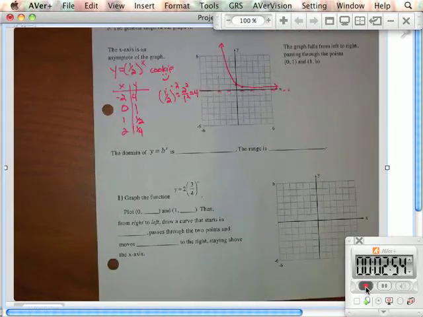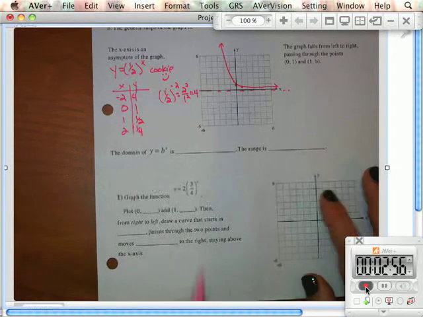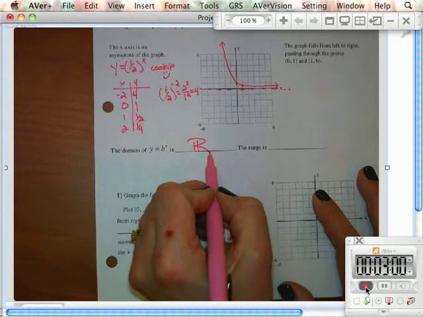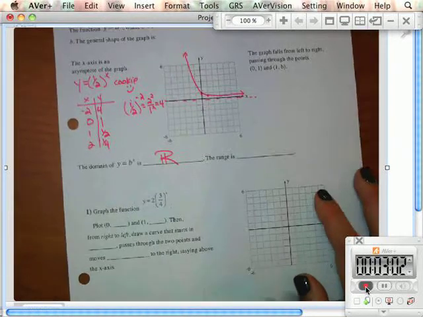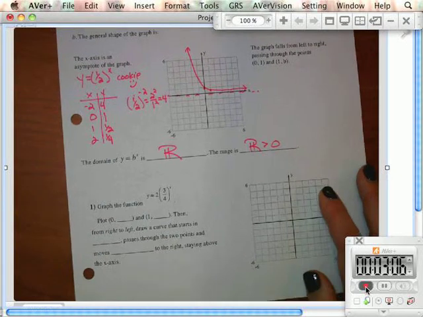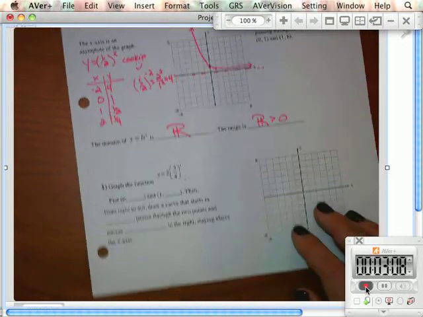The range is always going to be what? In any exponential function? All reals. In the range here, all the y's are greater than what? For this one. Yep. Same thing. All right, let's graph it.